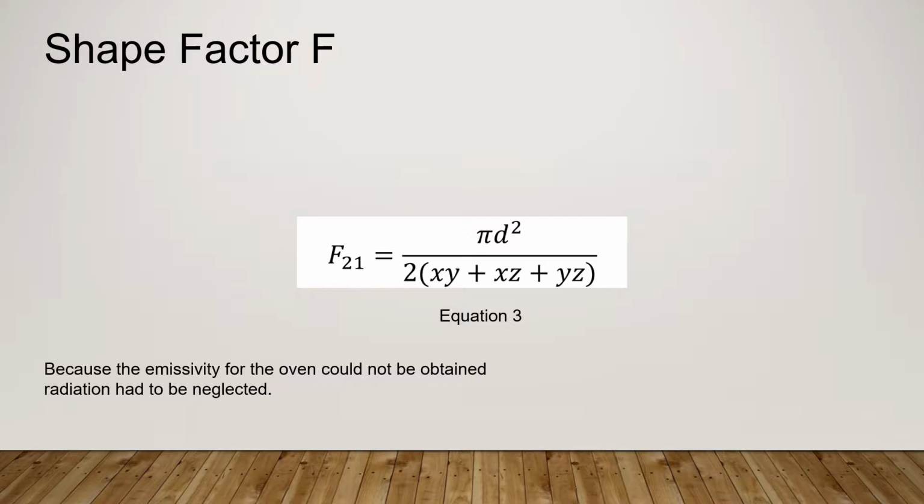Equation 3 shows that the shape factor method would have been very valuable in this experiment. However, because we could not obtain the emissivity of the oven, we had to neglect the radiation for this experiment.